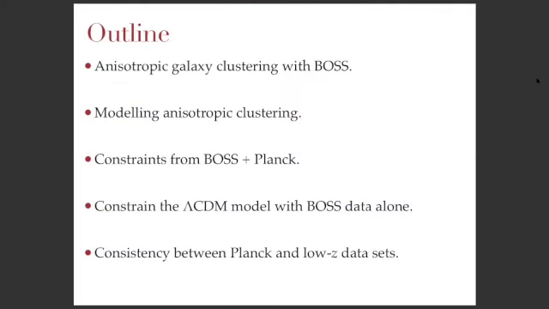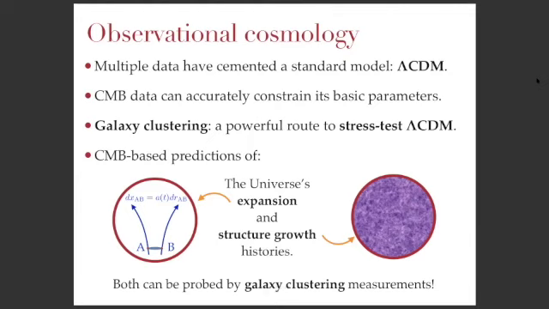I will show anisotropic galaxy clustering measurements from BOSS. I will try to highlight what is the information content that they contain. Then I will talk about the modeling of these measurements and how we can use these models to extract cosmological constraints, combining BOSS with Planck and just using BOSS data alone. And then I will finish with some short discussion, if there's time, on the consistency between low redshift measurements and Planck data.